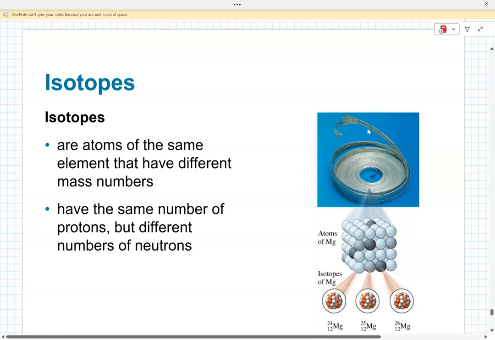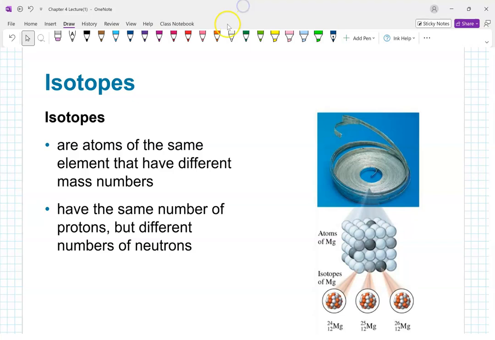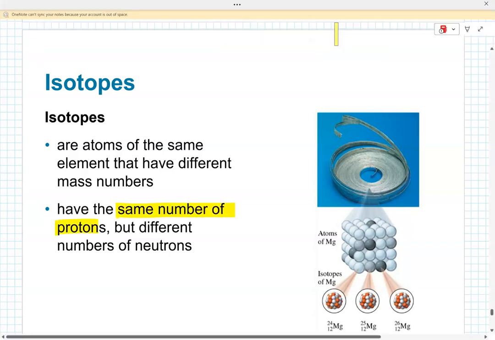So, isotopes. Same element, okay, but different number of neutrons. So essentially, when we say all atoms of the same element are identical, we're actually not entirely correct. They can be different isotopes. You see what I'm trying to say? So, the definition of an isotope: same number of protons, different number of neutrons.